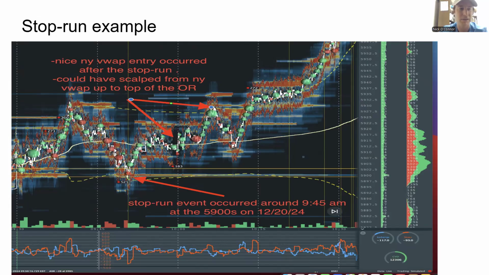So as you can see, sellers came down, stop run, and we talked about how stop runs tend to be fade events. And we immediately reversed off this area. We had another stop run on a retest of New York VWAP, and we moved to the upside. We came back, retested New York VWAP, and then we just went to the moon from there.